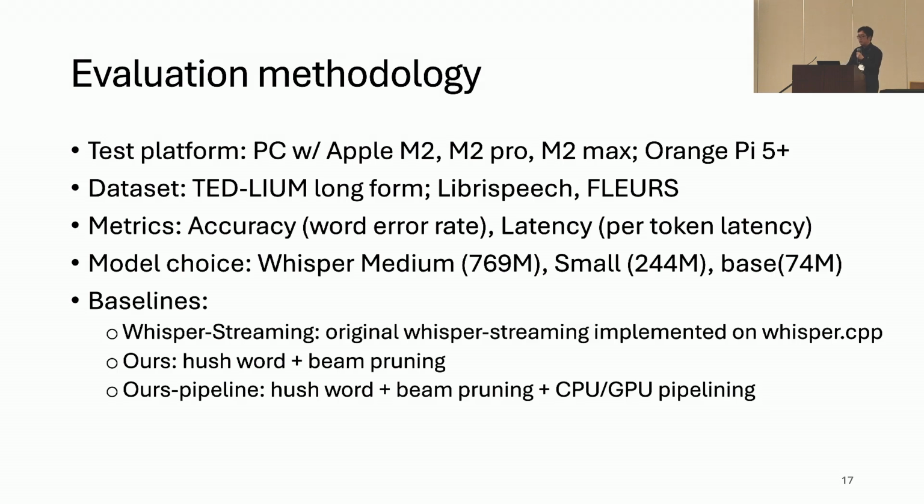And here's some evaluation methodology. We test our system on a PC with different Apple silicons, as well as Orange Pi 5. And we test it on popular data sets, measure the accuracy, as well as the per token latency. The model we choose is Whisper medium, small, and base with different parameter size. And we choose Whisper streaming as the baseline system. And we also test two of our variants. One is without CPU-GPU pipelining, another is with CPU-GPU pipelining.